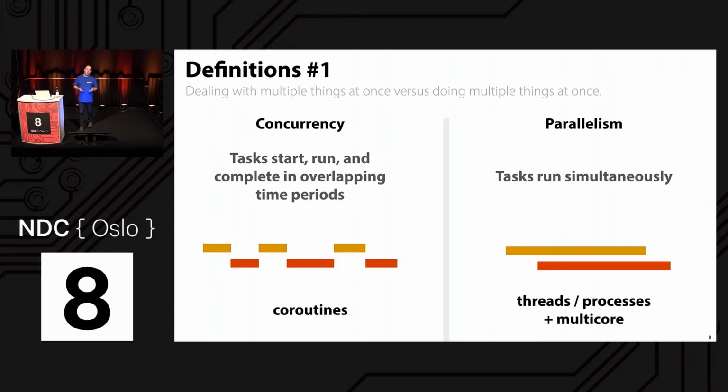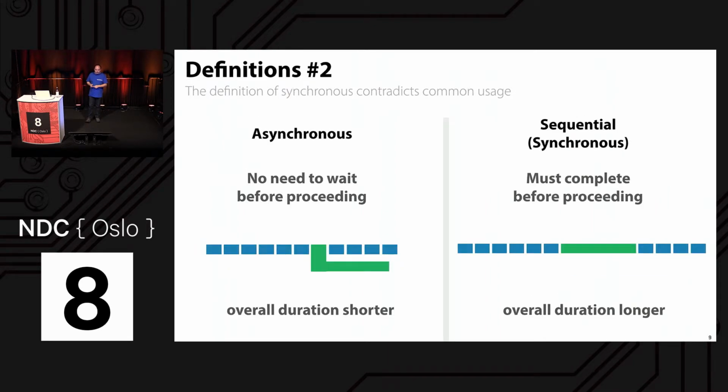On the other hand, we have parallelism, where tasks are actually running simultaneously. And of course, to do this, we need more than one computer or more than one core with multiple threads. So I'm very much going to be talking about concurrency today. Another word that's going to come up is asynchronous. So essentially, there's no need to wait for a result before proceeding with other work. And of course, when we can do this, the overall duration becomes shorter, which is a good thing. We're less waiting on the latency of the I/O.